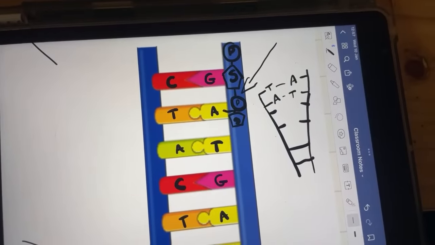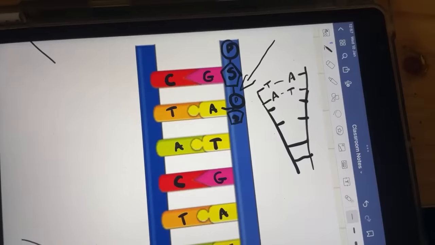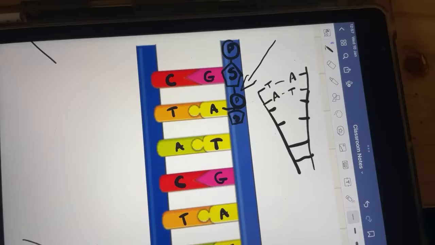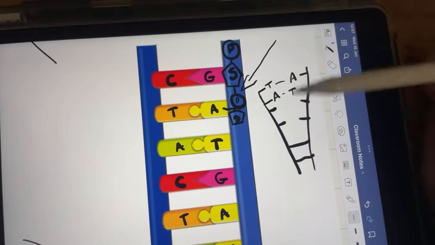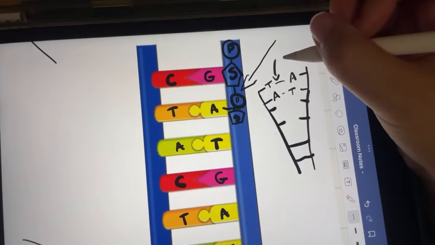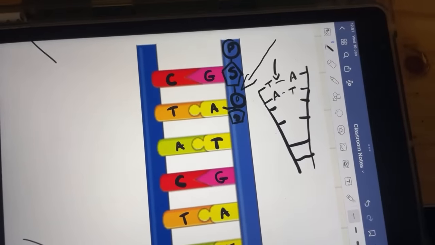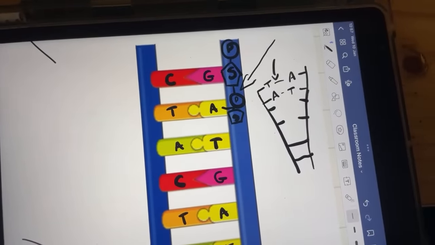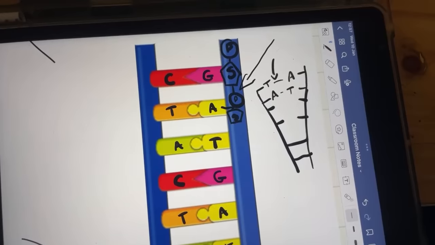Right, the bond holding the sugar and phosphate together is a covalent bond, but we don't have to know that. No, we don't, Hannah. Don't worry. You don't have to know any of the classifications of the bonds that hold this together. The only bond you need to know is this bond here, which was the weak hydrogen bond. Right, let's have a look at another question.